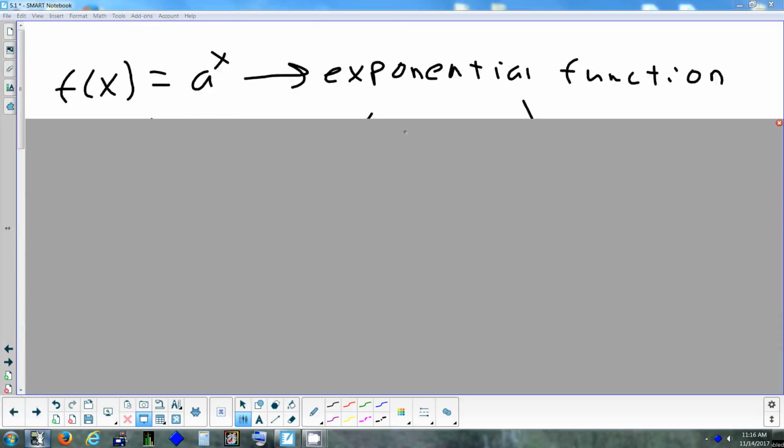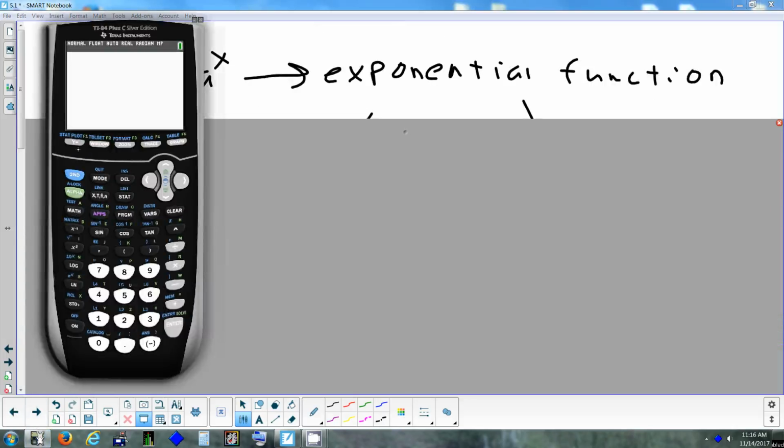So with exponential functions, just to show you a picture, just graph 2 to the x. Okay, you can see it's tracing right on the axis, so it's a little hard to see, but it is tracing on the x-axis. It goes left forever, and it goes right forever.